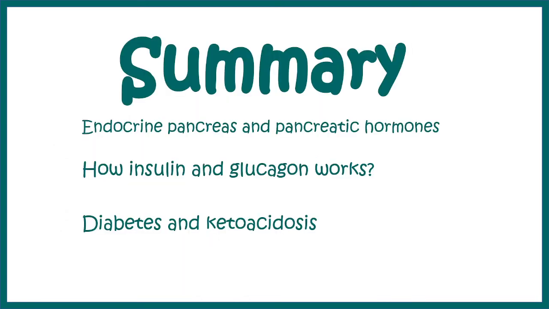So as per summary, let me remind you that we have learned about endocrine pancreas and the pancreatic hormones. We learned about what type of cells secrete what type of hormones, how insulin and glucagon work. We discussed this part in detail, especially in context of glucose metabolism. And lastly, we kind of touched upon diabetes and ketoacidosis.